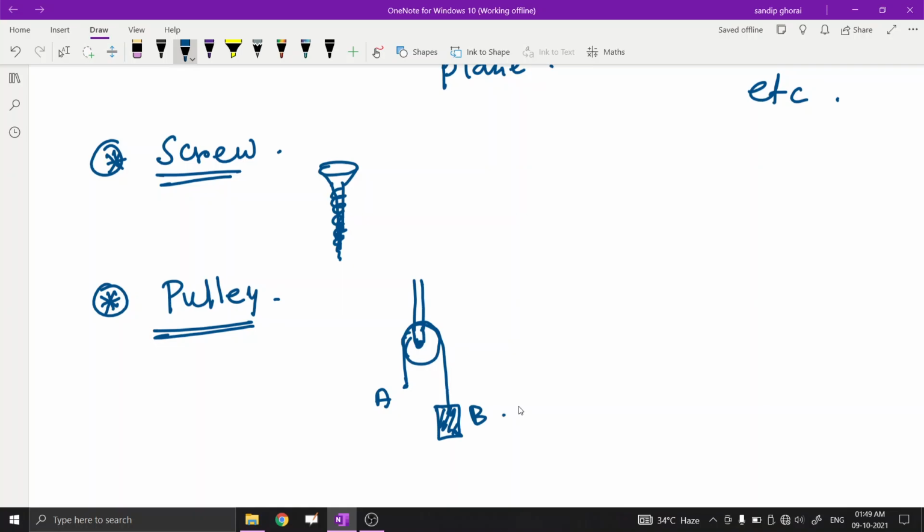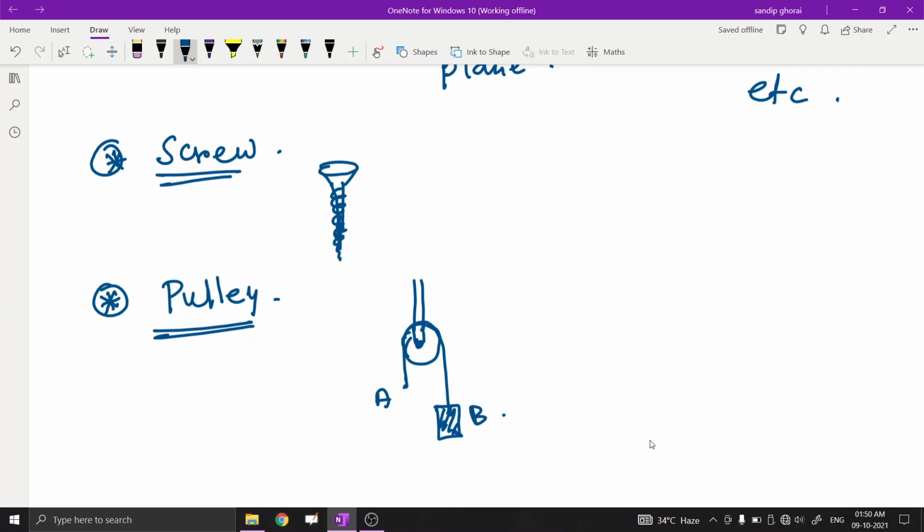A pulley is made up of a flat circular disc of metal or wood having a groove along its rim. A pulley is used to lift heavy objects. A rope or a metal chain passes through the groove. In the next class we discuss different types of pulley: single fixed pulley, single movable pulley, and also how they work, and also the wheel and axle arrangement.